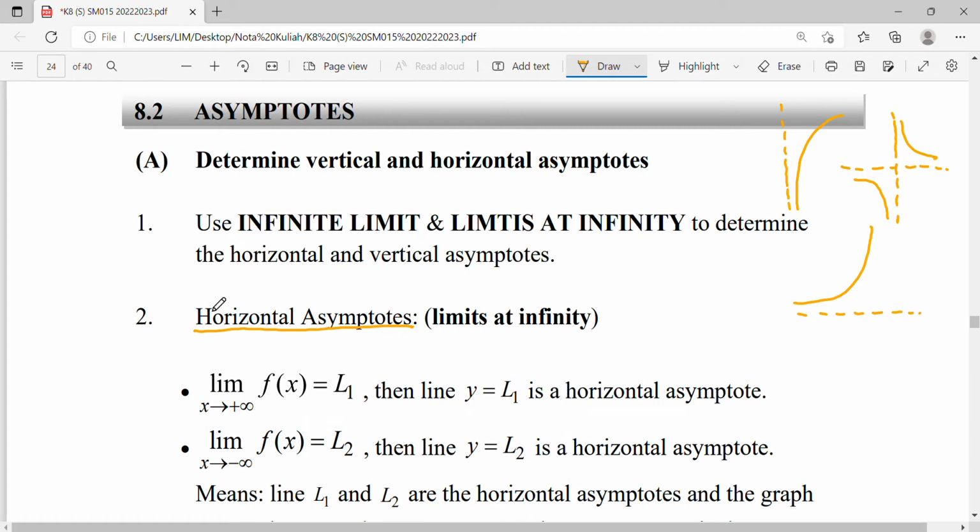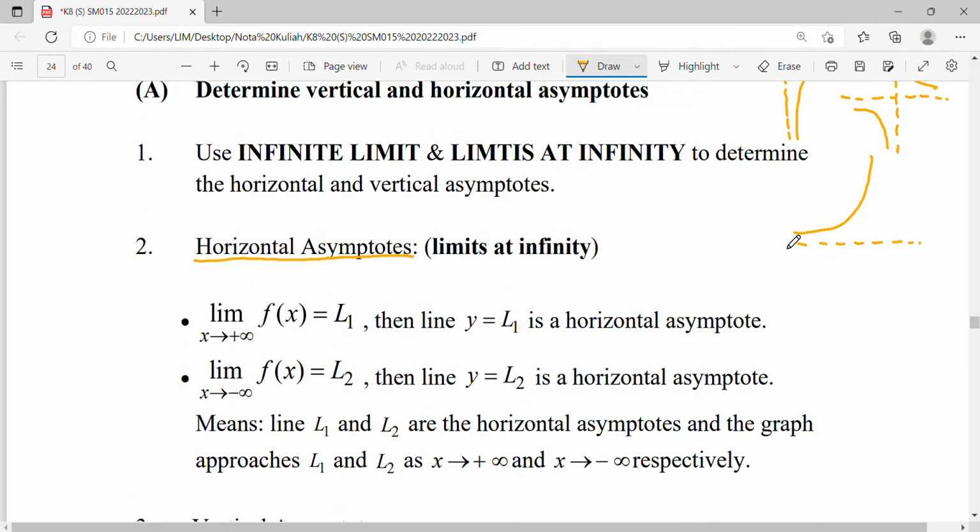So to find your horizontal asymptote, ialah secara melintang. Horizontal asymptote macam tu, melintang. So you're going to compute limit x to the positive infinity. Nak tengok belah kanan. Function kamu mendekati nilai apa? So kalau function kamu mendekati nilai L1, bermaksud y equals to L1 is horizontal asymptote. So this is limit x approaches infinity of the function, your answer is L1. Belah kanan.